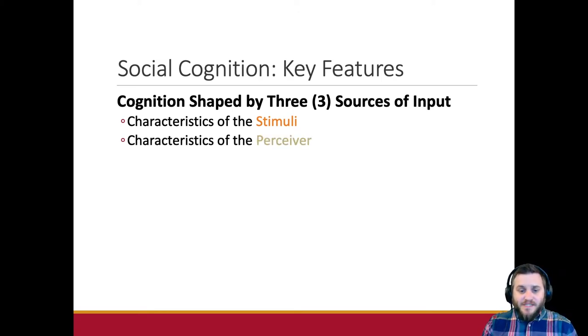The characteristics of the perceiver is the second key feature. Okay, so that's you perceiving other people. So the characteristics of the perceiver: cognitive, motivational, affective states or traits. Affective is just a fancy word for emotion. So it could be emotional states. So these are usually chronic or stable, or they're temporary. Okay. So those chronic stable things are expectations, stereotypes, personalities. Temporary things are like moods, goals.